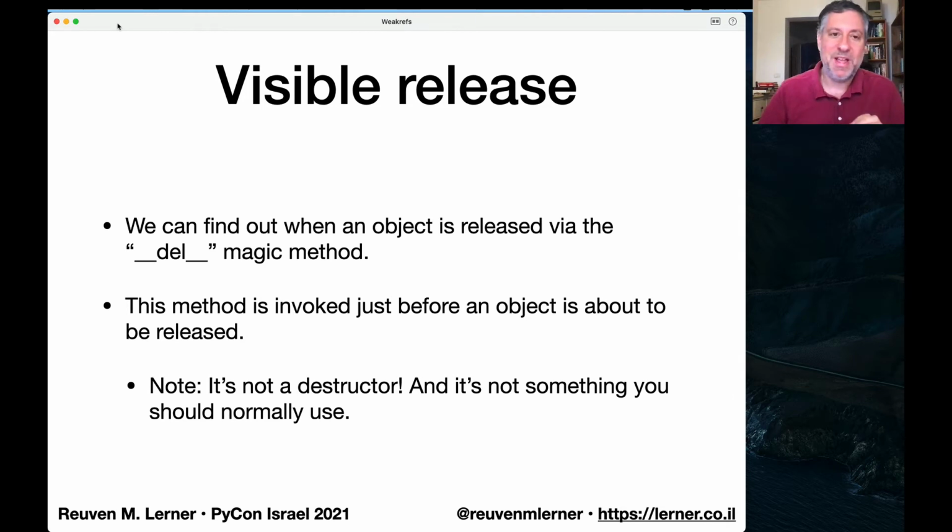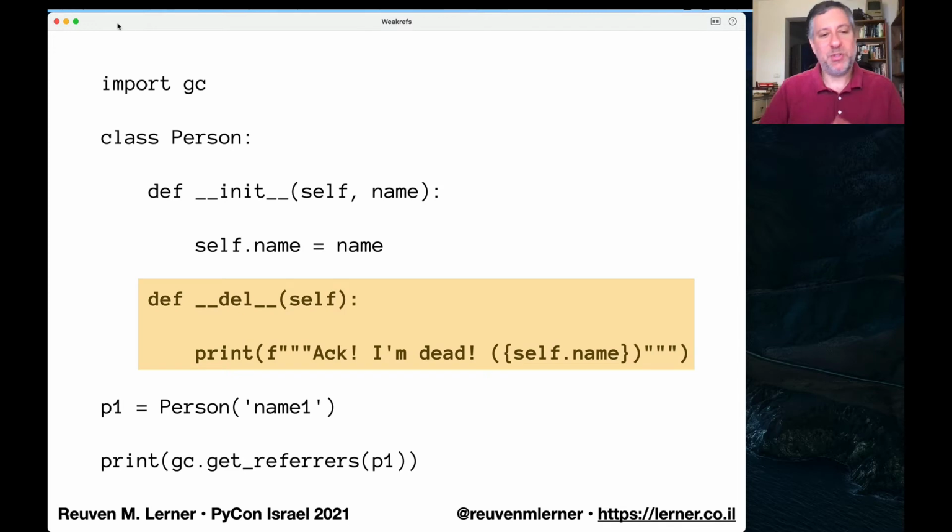Now, I should note, this is not a destructor method. It's sort of kind of a destructor. It's the closest that Python has, but it's not something you should normally use. There are lots and lots of warnings about when and how you should use dunder-del, so consider yourself warned. So let's look at how we can integrate dunder-del into our person object.